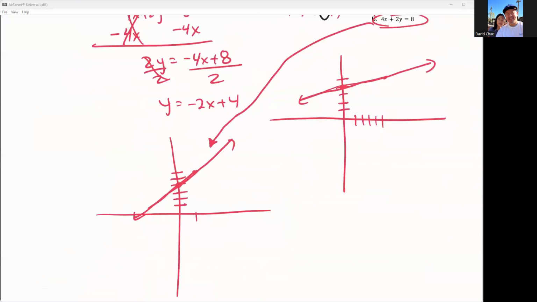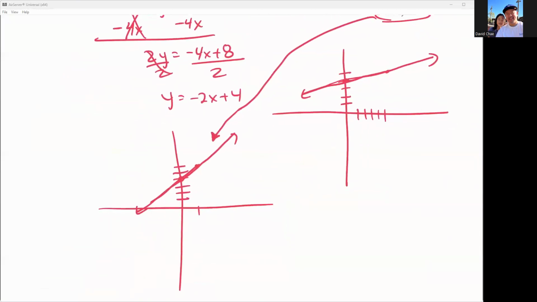Ooh, you know what? I made a mistake. Where did I make a mistake? Thank you. Why don't you guys tell me? I'm kidding. All right, my fault. All right, so I appreciate that, Rosario. So it is up 4, 1, 2, 3, 4. And then you go down 2 and right 1. It should be going this way. Even Mr. Che makes these mistakes. Thank you, Rosario. Appreciate it.